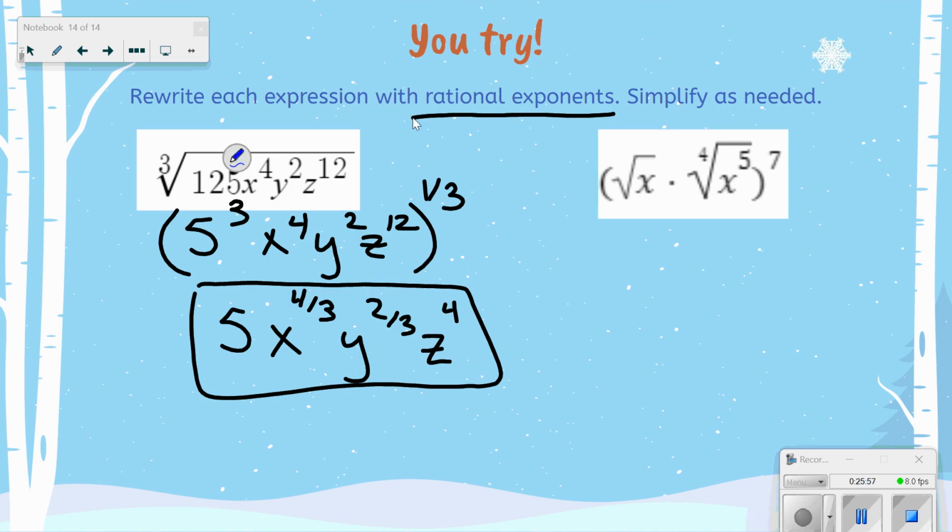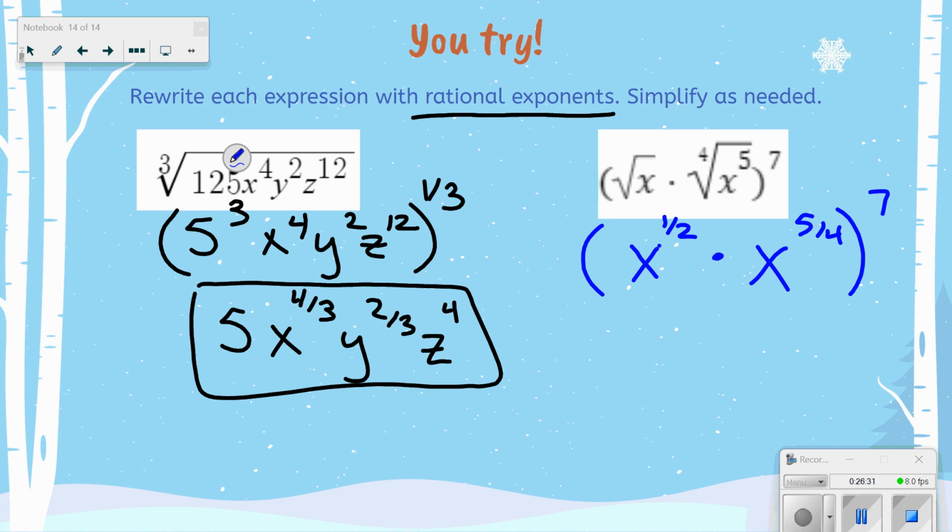All right, let's look at our second problem here. Rewriting as fractional exponents. So maybe let's start there. The square root of x would be x to what power? 1/2. And the fourth root of x to the fifth would be x to the 5/4. Awesome. So now that you're here, you could have done this a different way. Maybe you did it a different way. I saw some people seventh rooting everything.